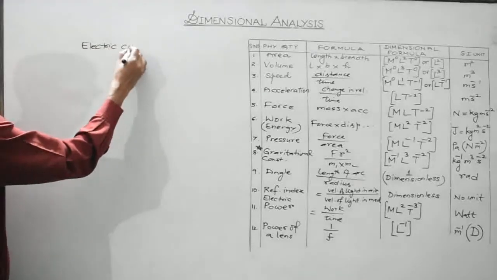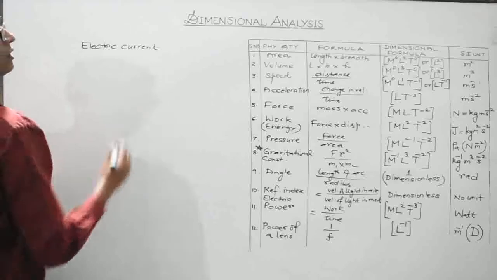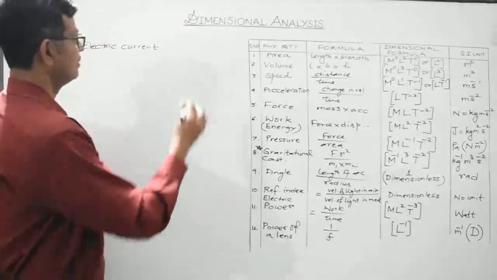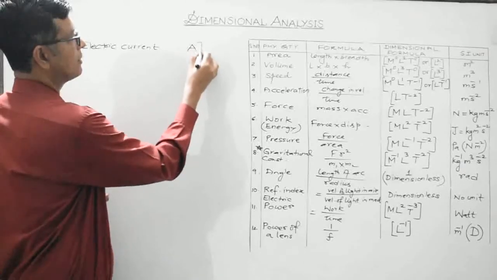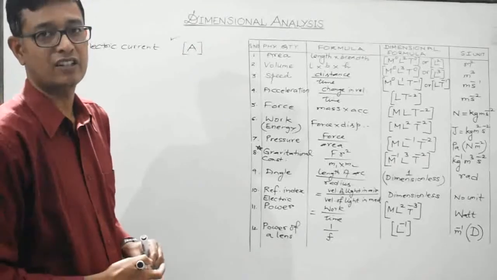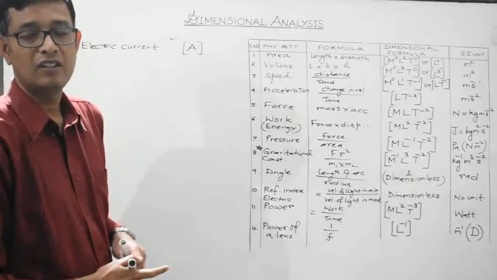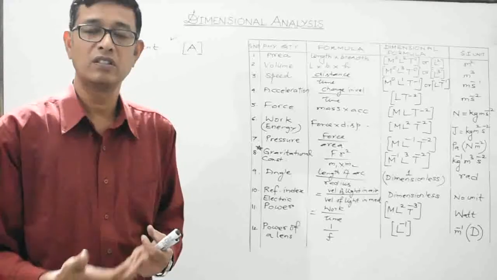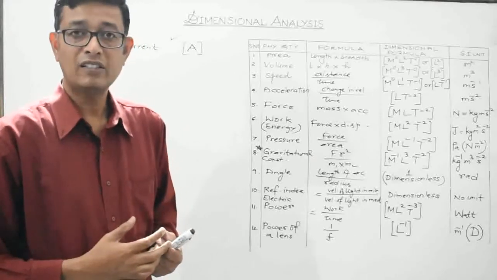As you are aware, it's a basic quantity. Its basic unit is ampere. So this is the dimensional formula for electric current, right? You can't change it. Basic units are those units which cannot be resolved any further, right?